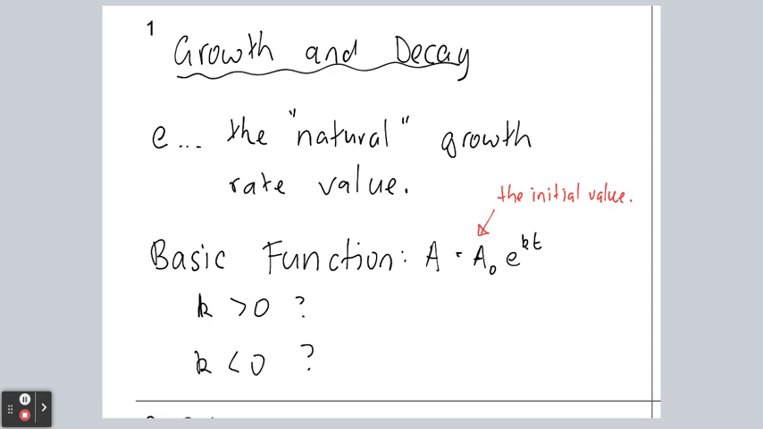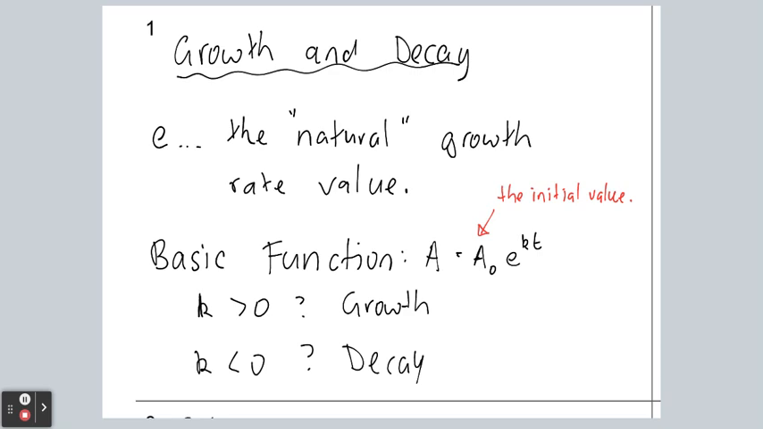And then k is this proportion value, which affects whether it's growth or decay. So if k is greater than 0, guess what? It's a growth model. And if k is less than 0, then it's a decay model. Okay, so that's basically it.